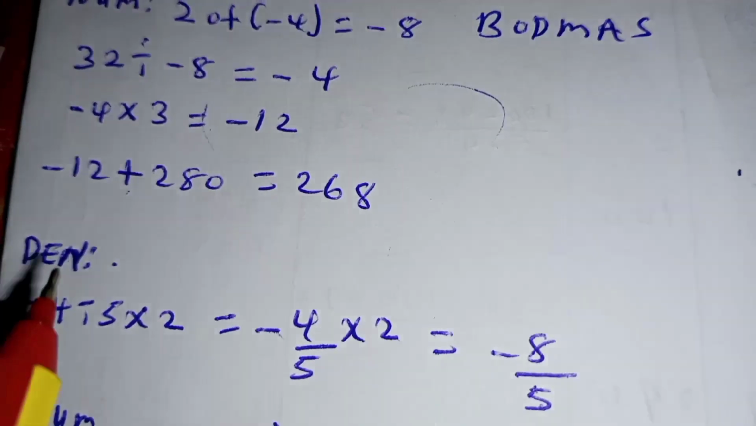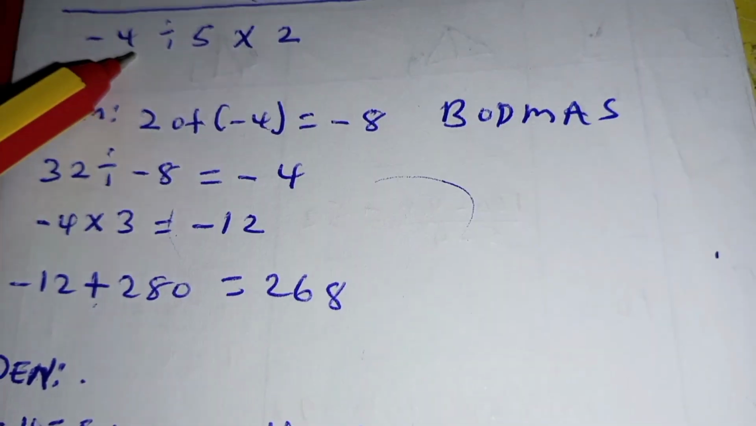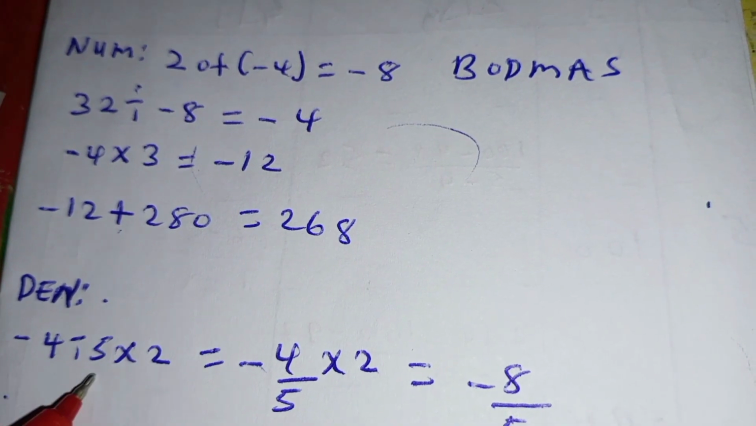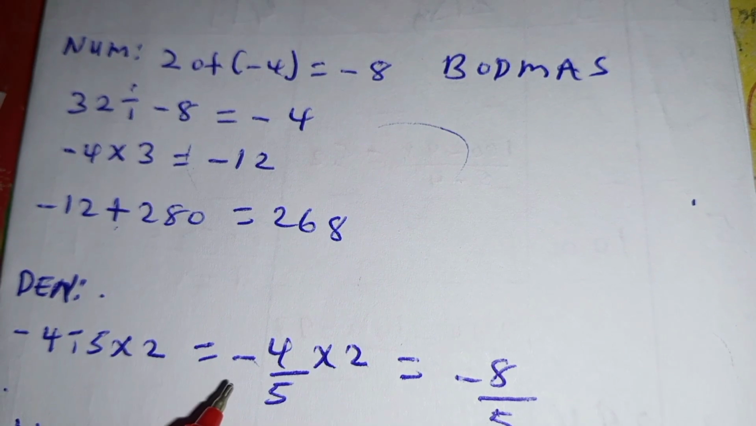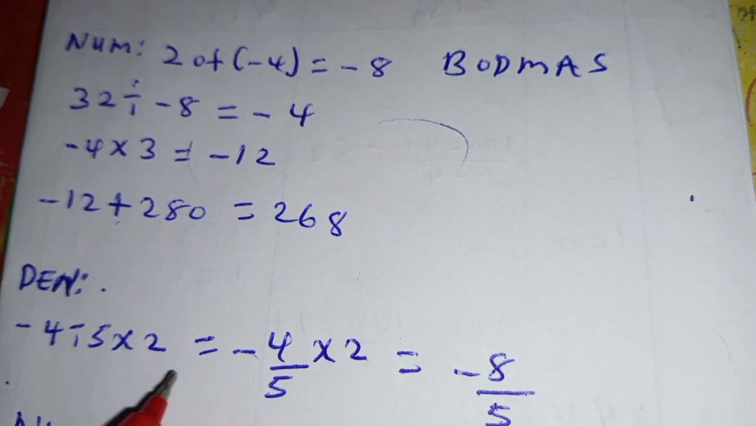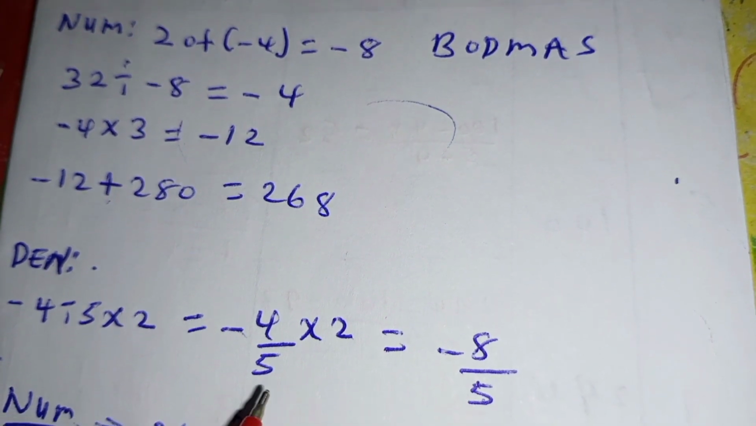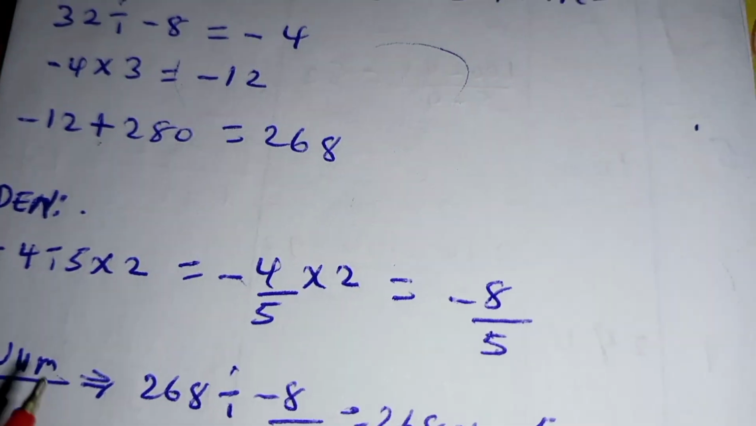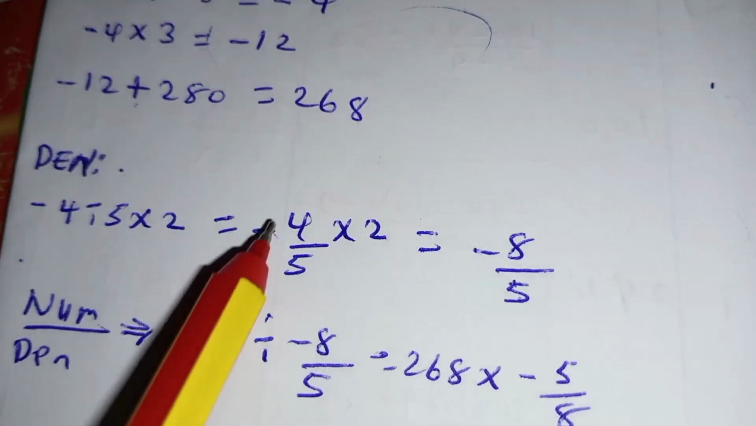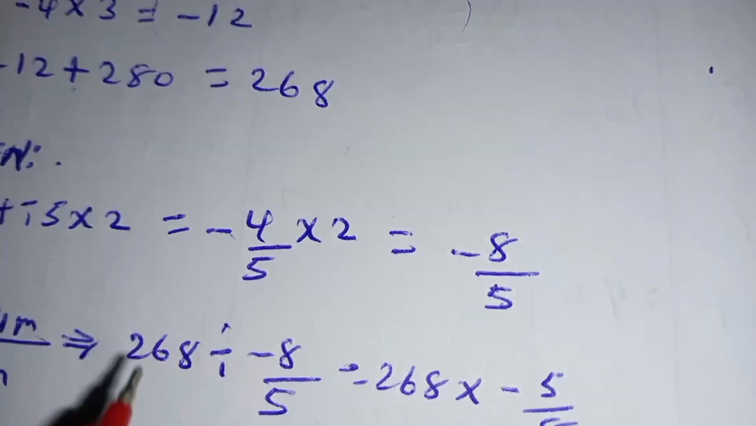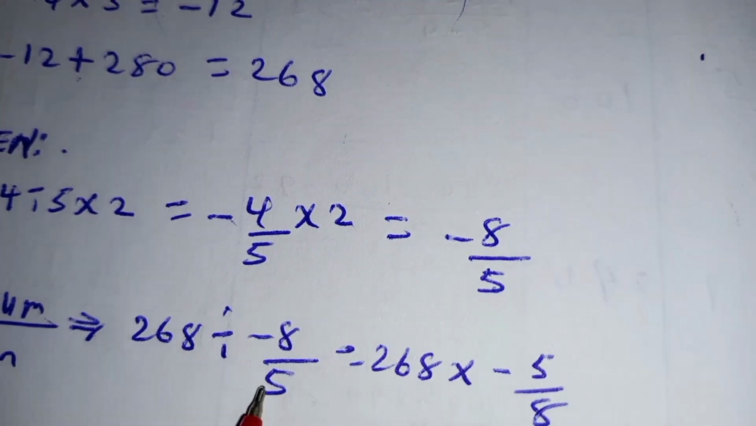In the denominator, as you can see there clearly in this given equation, we have -4 divided by 5 times 2, which is -4 over 5 times 2, which is -4 times 2 is -8 divided by 5. So we divide the numerator with the denominator. The numerator we obtained is 268. So you have 268 divided by -8 over 5, which is the denominator.